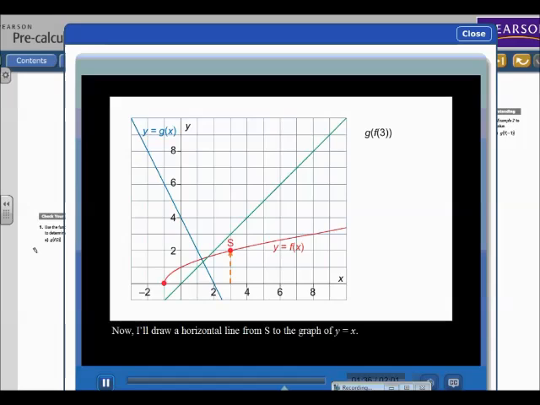Now, I'll draw a horizontal line from S to the graph of y equals x. The line intersects the graph at T. Finally, I'll draw a vertical line from T to the graph of y equals g of x. The line intersects the graph at U, (2, 0). So, the value of g of f of 3 is 0.